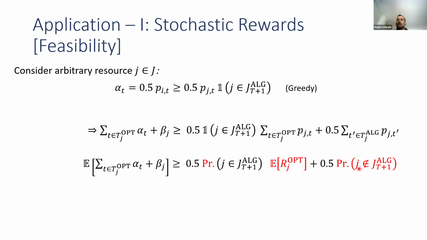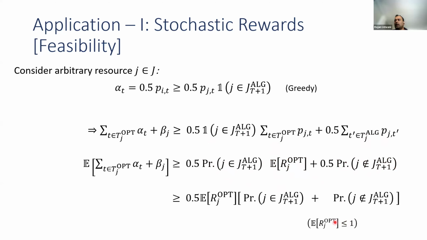The next step is just noticing that the overall reward of OPT is at most 1, because here I'm just looking at simple rewards where I either successfully match the resource or I don't. So I take this R_OPT outside, and then the sum of these two probabilities is just equal to 1.